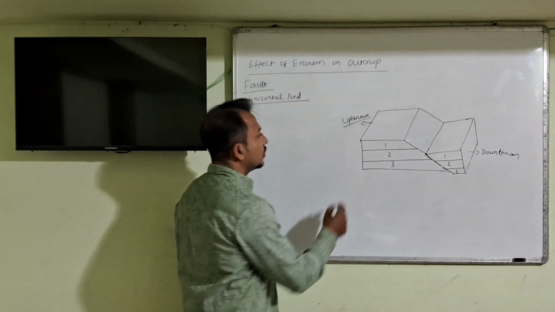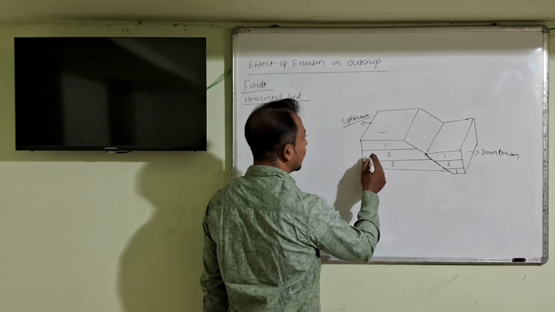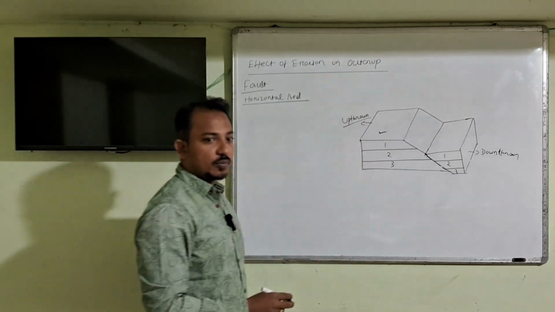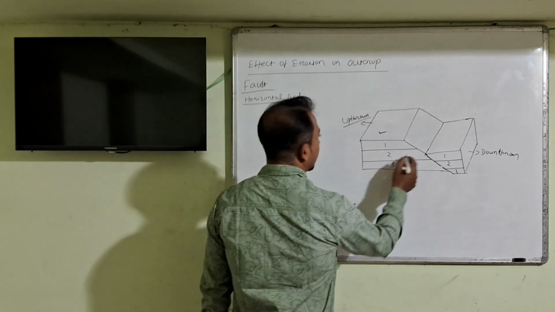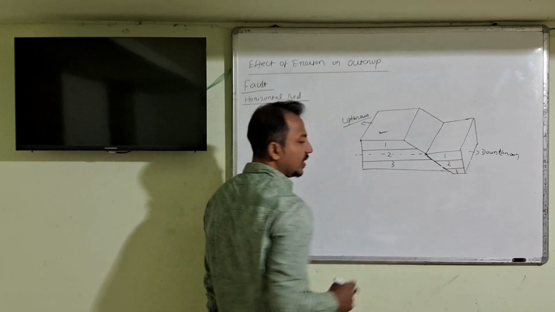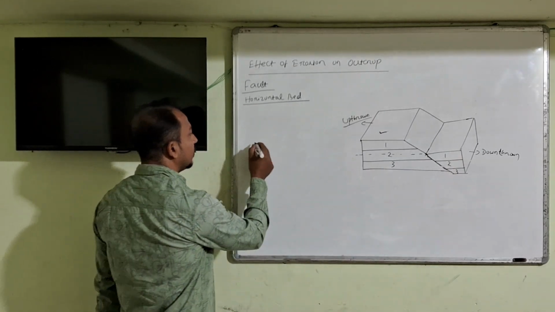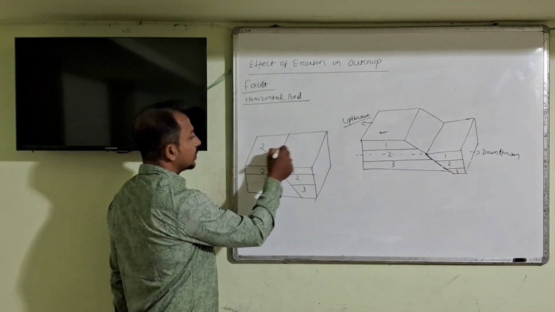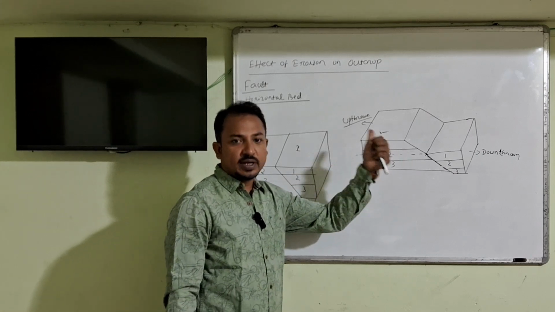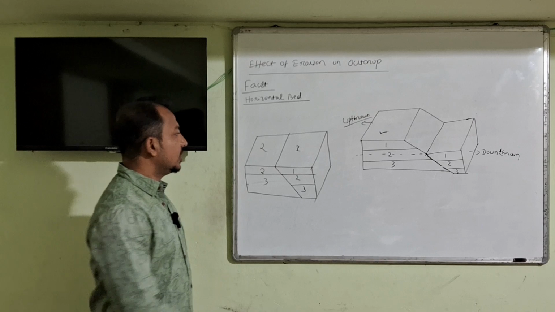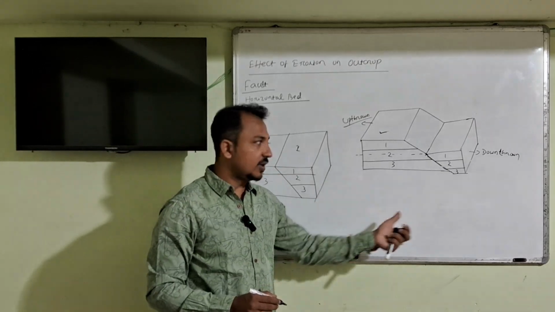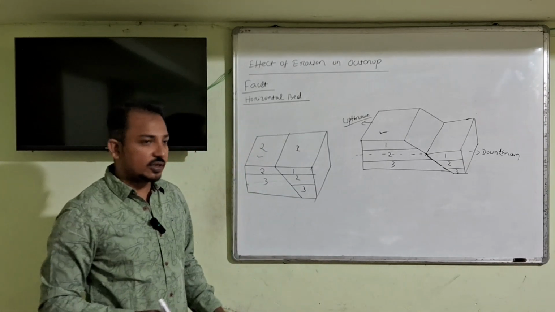So after faulting, the up-thrown part will undergo erosion. That means this much part you will see will erode and level with the down-thrown part. So it will look like this. After erosion, this much portion will erode because it is the up-thrown block. So it will expose the bed on the up-thrown side, but the down-thrown side will remain unchanged.